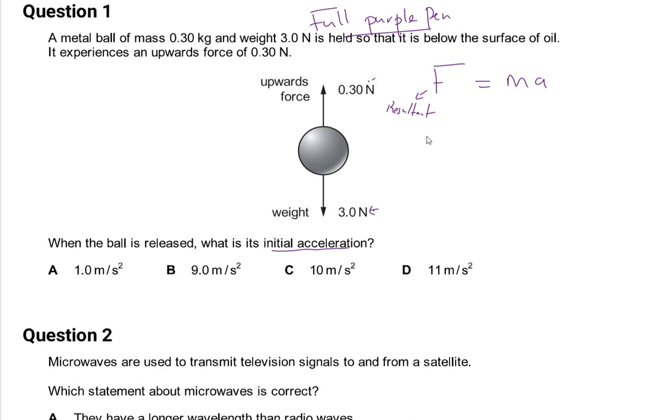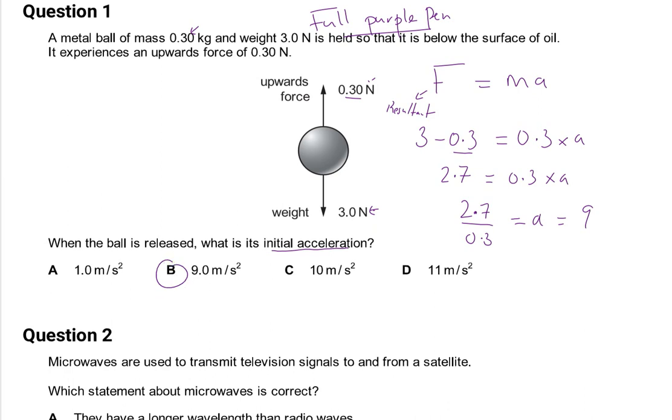So therefore, the resultant force is going to be 3 take away 0.3. So this is the resultant force. This will equal the mass, which is 0.3. Again, do not confuse 0.3, which is this force, and 0.3, which is the mass in this case, multiplied by the acceleration, which we don't know. Now, 3 take away 0.3, that is this, equal to this, and then you need to rearrange it, of course, divided by this, equal to a, and then a will give you 9. And the answer is going to be this one here.